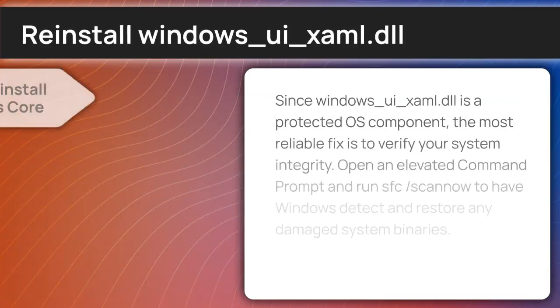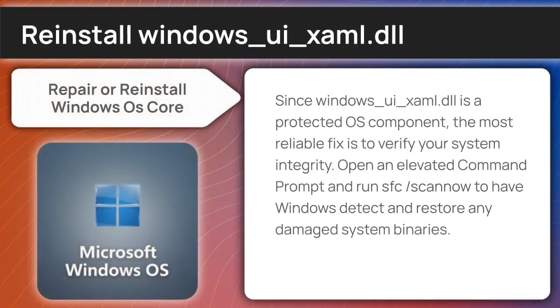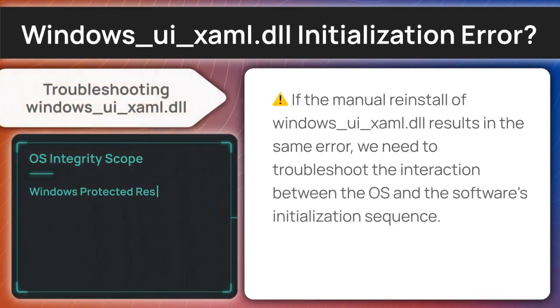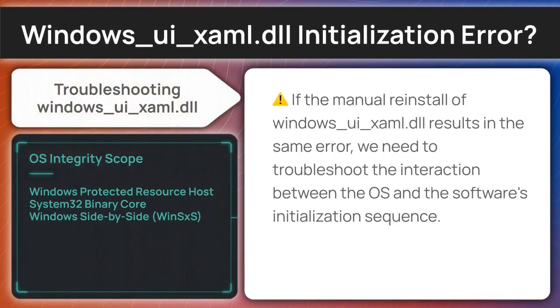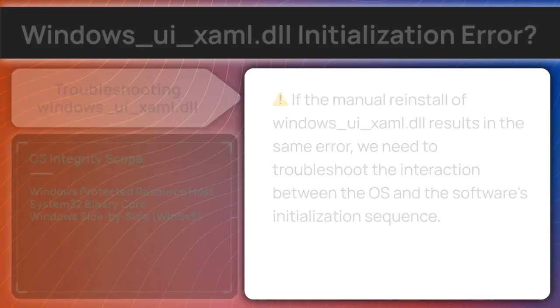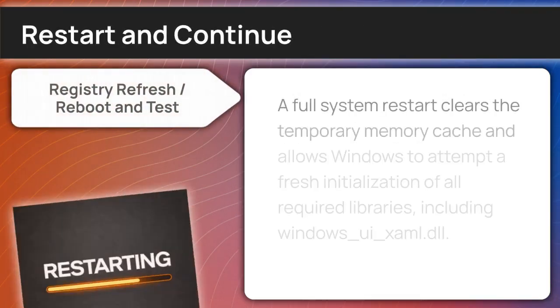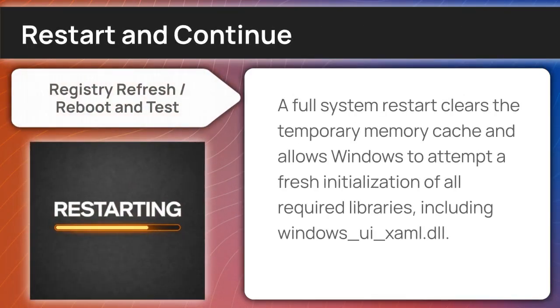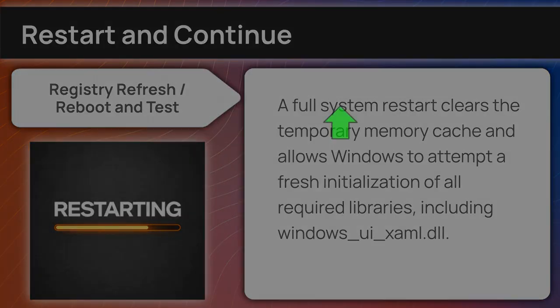Since the Windows User Interface XAML module DLL is a protected OS component, the most reliable fix is to verify your system integrity. Open an elevated command prompt and run SFC /scannow to have Windows detect and restore any damaged system binaries. When a standard reinstall doesn't cut it, we move to advanced diagnostic steps to ensure the system is properly configured. A system reboot is a reliable way to clear away zombie processes that might be interfering with the Windows User Interface XAML module. It's a low-impact step that ensures your operating system is starting with a synchronized environment.